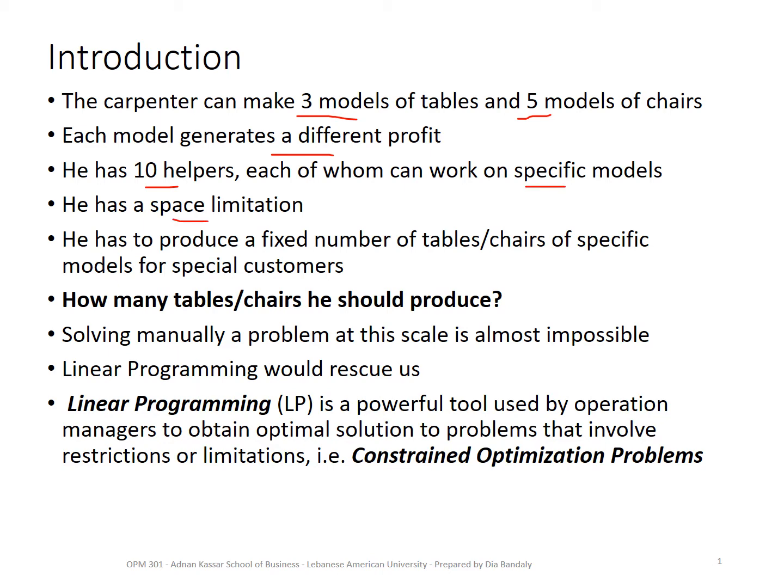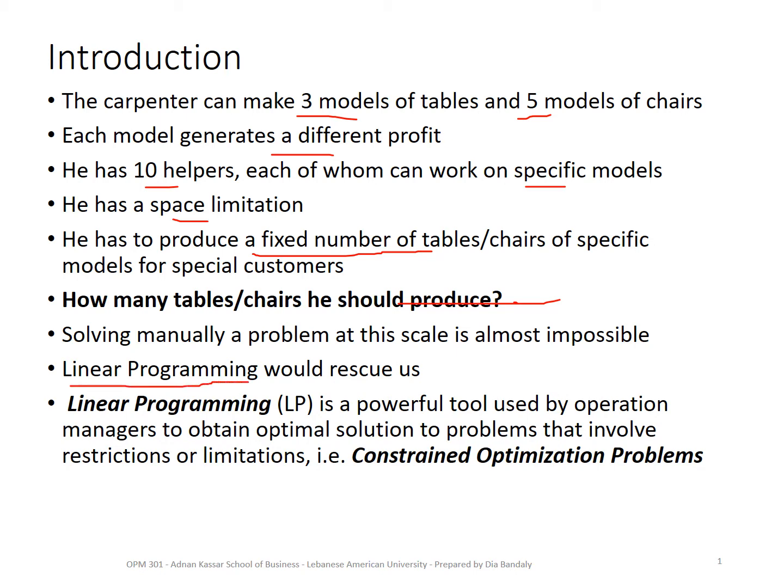We have space limitations. We have some fixed number of tables or chairs that we have to meet, no matter what we need to do to increase the profit. And now the question, how many tables and chairs should be produced? Obviously, you cannot use the same calculation method that we were using before, right? And this is when we use linear programming, all right?